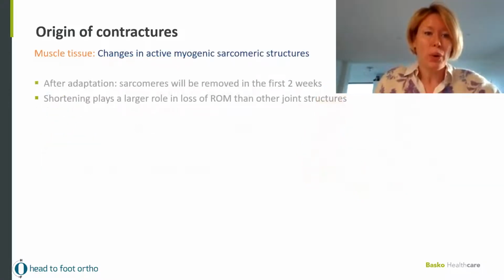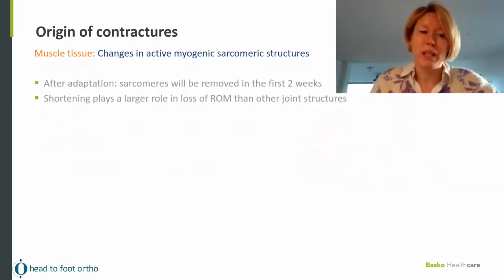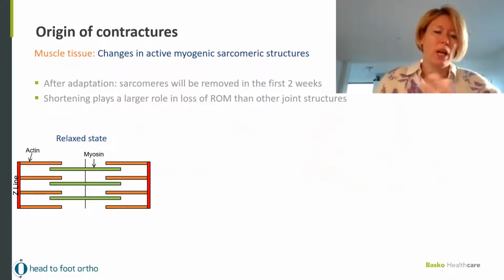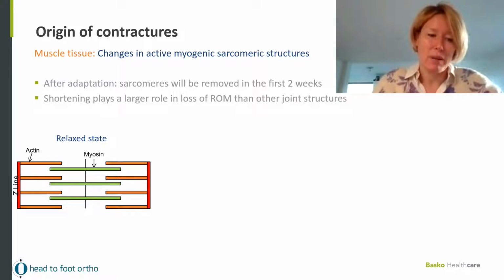We will talk about the muscle tissue because it is the first tissue that changes really fast. That's the reason why I'm going to talk about the sarcomeric structures inside. So after the adaptation, and we will see how the adaptation goes, you have a sarcomere. In that sarcomere, we have actins and myosins.